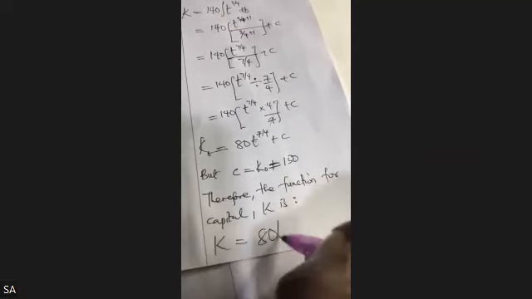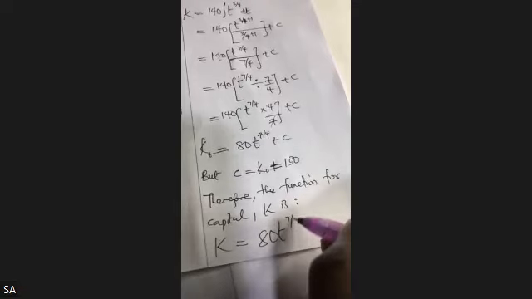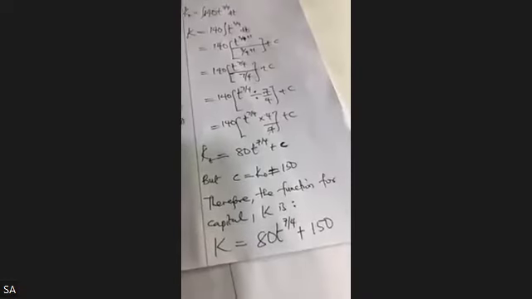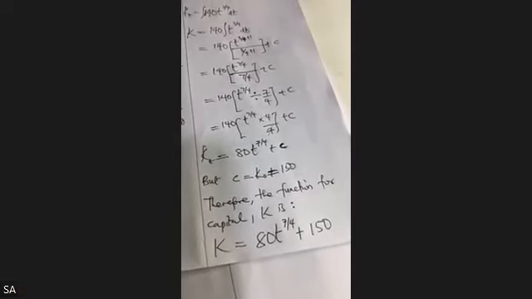the function for capital K is, so K is now equal to 80t raised power 7/4 plus, instead of me putting C, I'll now put 150. So that is actually the function for the capital stock K. Okay, that's it.